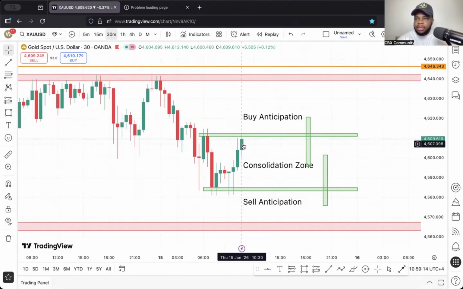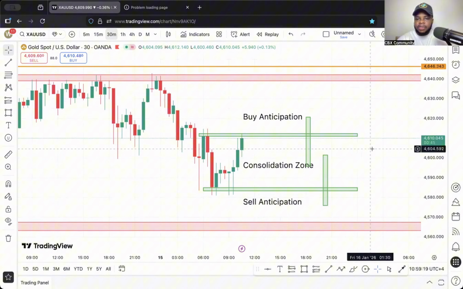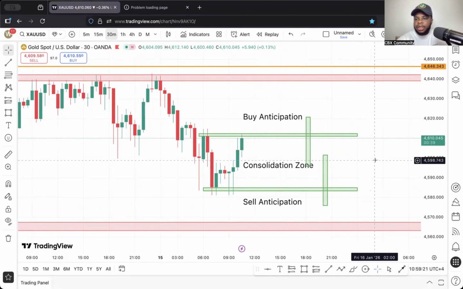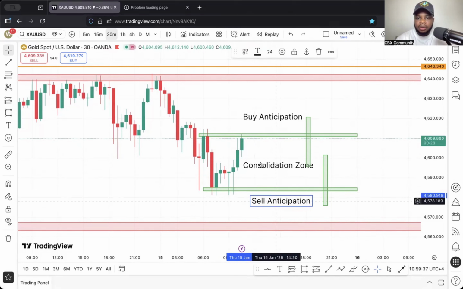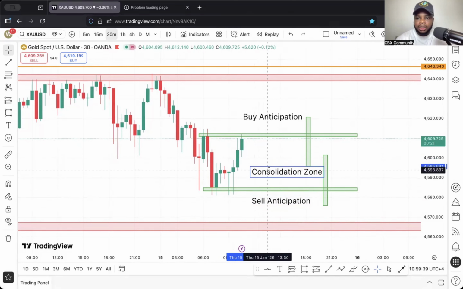This 30 minutes candle is about to close. So let's wait for this 30 minutes candle to close. Then let's see what the next 30 minutes candle wants to do. Since we are anticipating to take a buy position the moment a candle breaks our resistance zone, and a sell position the moment a candle breaks our support zone, we don't need to do anything as of this moment. So let's just wait and see.